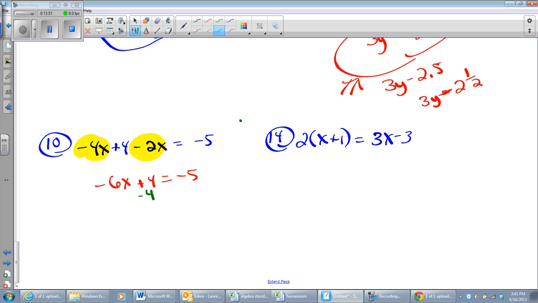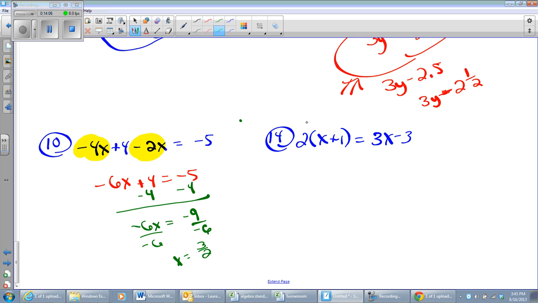I'll subtract 4 from both sides. -6x is equal to -9. I'll divide both sides by -6. And x will equal 3 over 2 if I simplify, or 1.5.